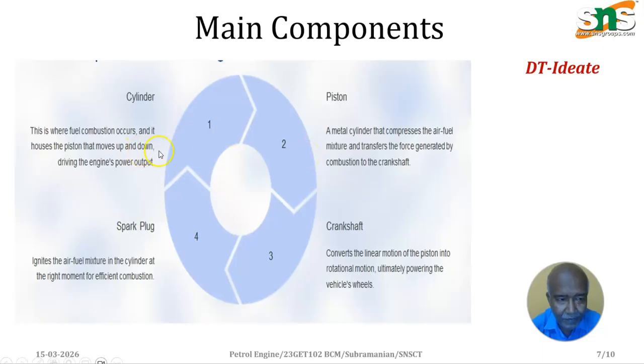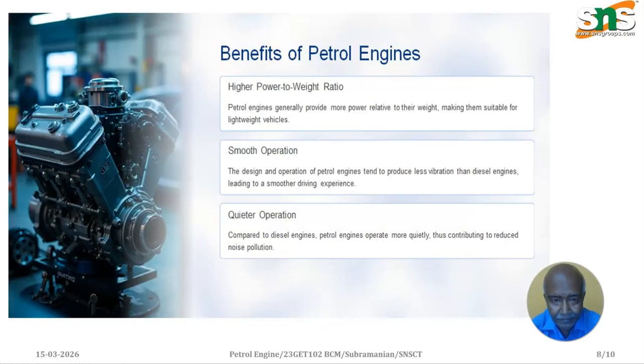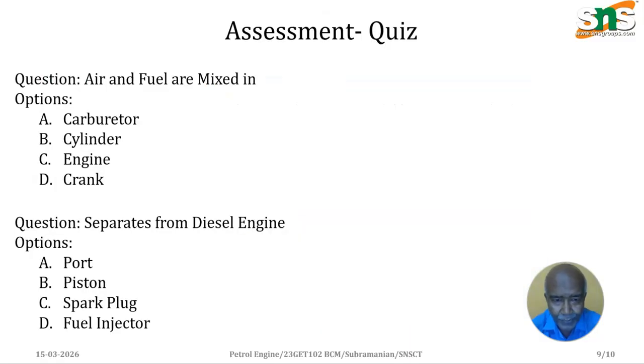The cylinder is where fuel combustion occurs, and it houses the piston, which compresses the air-fuel mixture and transfers the force generated by the combustion. Next is the spark plug, which ignites the air-fuel mixture in the cylinder at the right moment for efficient combustion. The crankshaft converts the linear motion of the piston into rotational motion, ultimately powering the vehicle's wheels. Petrol engines have a higher power-to-weight ratio, smooth power delivery, and quieter operation.